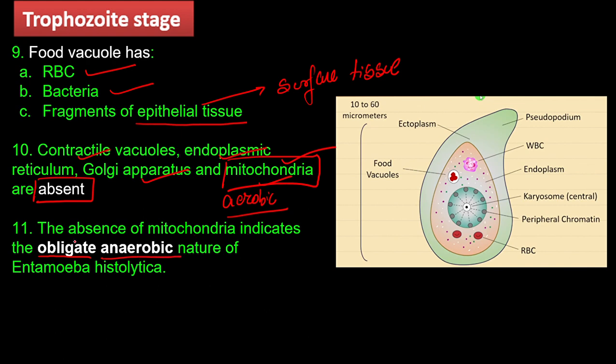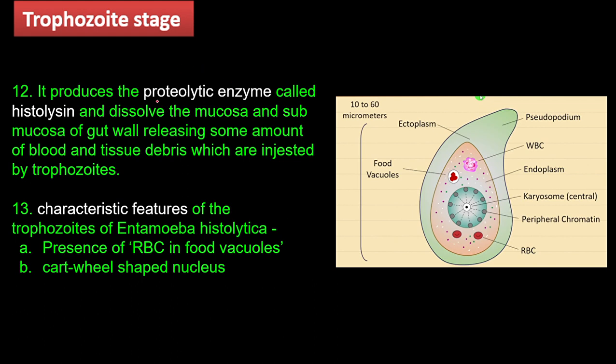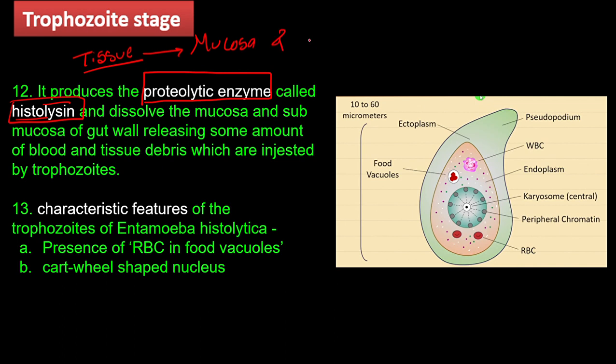What is obligate anaerobe? Obligate means compulsory, so they need absence of oxygen for growth. Growth of what? Growth of trophozoite stage. Now, it produces the proteolytic enzyme. What is the name of the enzyme? It is histolysin. When I say histolysin, histo means what, class? Tissue. Lysin means break it. So, it is going to digest what? It is going to digest tissue. Whose tissue? It is going to digest the tissue of mucosa and submucosa.